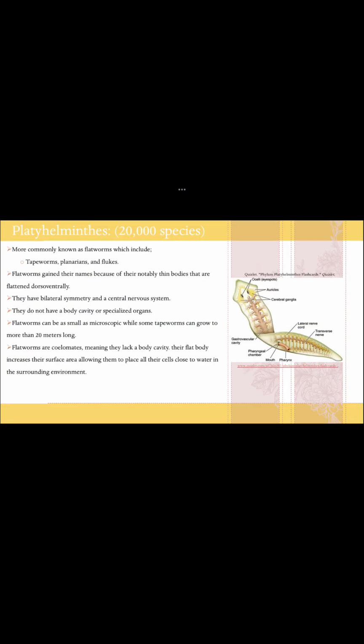The next phylum is Platyhelminthes, which has 2,000 species, more commonly known as flatworms, which include tapeworms, planarians, and flukes. Flatworms gain their names because of their notably thin bodies that are flattened dorsoventrally. They have bilateral symmetry and a central nervous system. Flatworms can be as small as microscopic, while some tapeworms can grow to more than 20 meters long. Flatworms are acoelomates, meaning they lack a body cavity. Their flat body increases their surface area, allowing them to place all of their cells close to water in the surrounding environment.